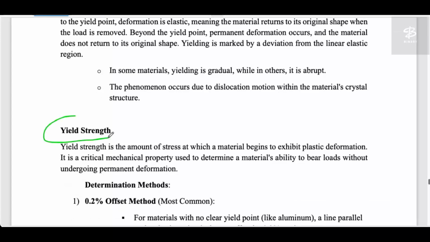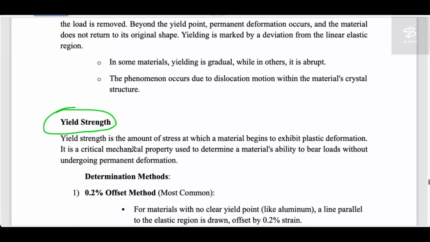We talk about the yield strength. What is the yield strength? It is just the strength. What is the strength? The strength is the amount of stress at which the material begins to exhibit plastic deformation. So till the plastic deformation, whatever strength the material shows is known as your yield strength.